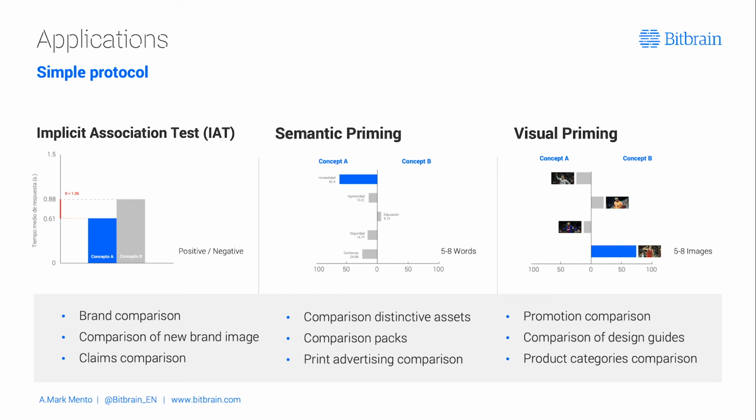Simple protocol can also be used to analyze changes. So, for example, if a brand wants to change a logo or a package design, but they want to be careful not to lose familiarity or an association with particular attributes, they can compare the new logo to the old one, for example, with a priming test. Another way to use simple protocol is to test an advertising claim. So you can do a comparative test to see if a particular claim better transmits attributes than another.